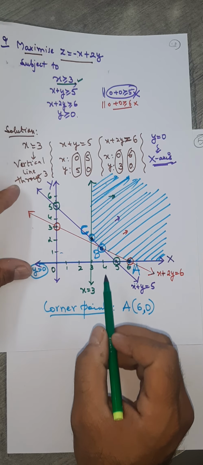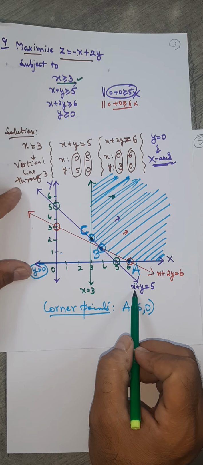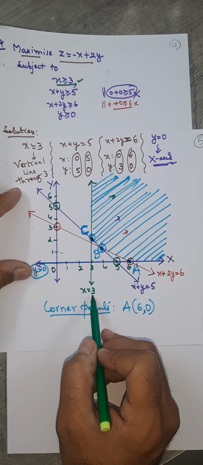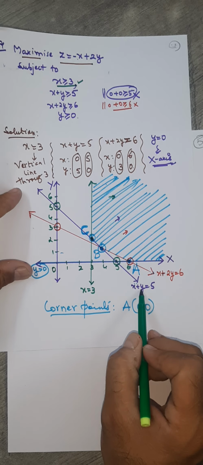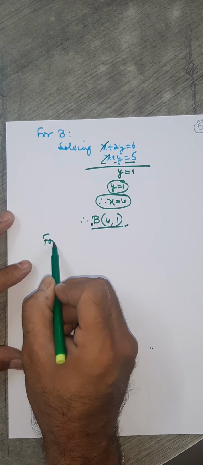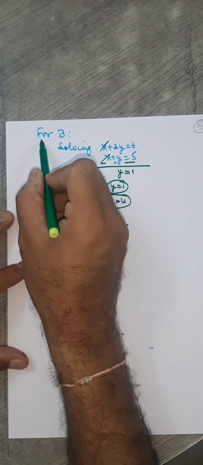Now for C, look at C. C is the intersection of which two? It is the intersection of this line, x plus y equals 5, and x equals 3. x is 3, put here, so y will be 2. So for C, I'll write. This was for B.